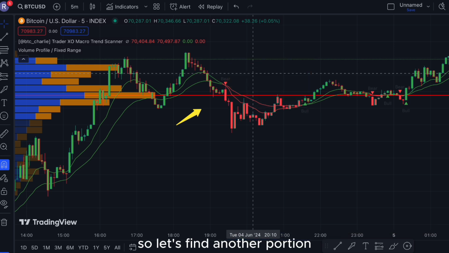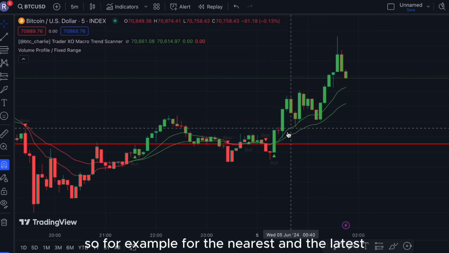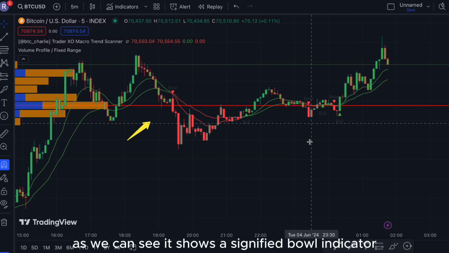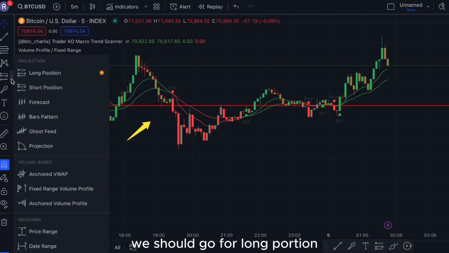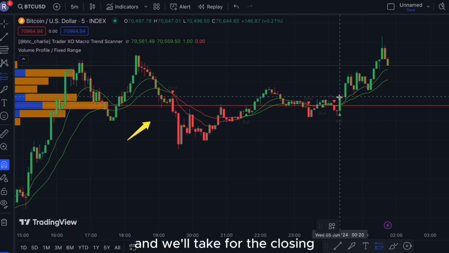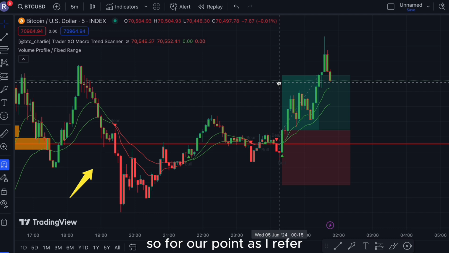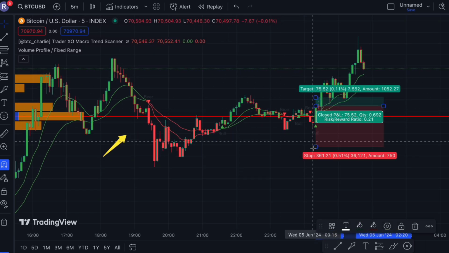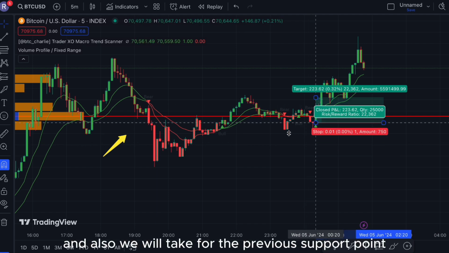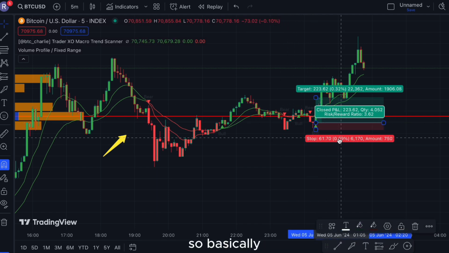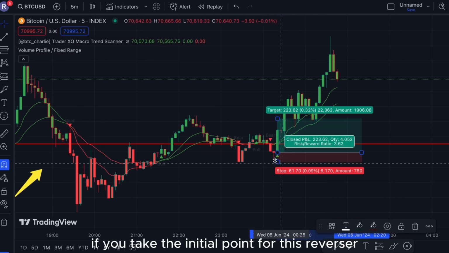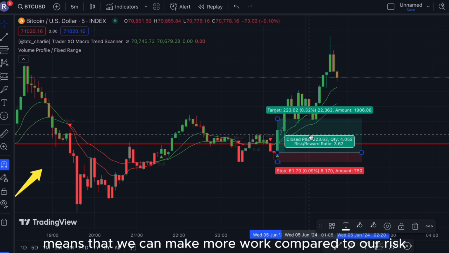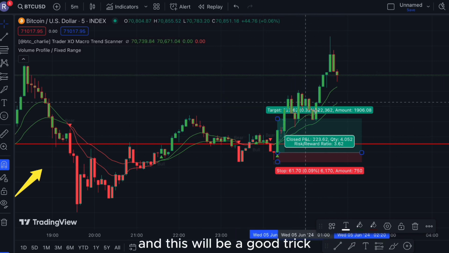So let's find another position. For example, the nearest and latest one, as we can see, shows a bull indicator. If we want to take this position, we should go long. As our reference, we will take the previous nearest point and also the previous support point. If we take the initial point for this reversal, it shows a 3.62 risk reward ratio, which means we can make more reward compared to our risk, and this will be a good trade.